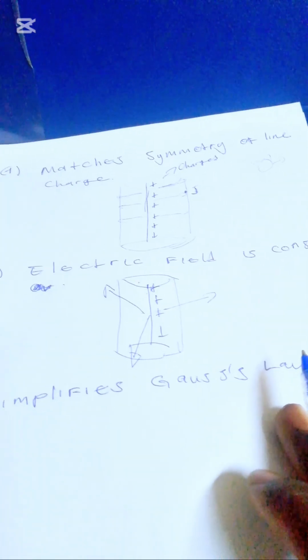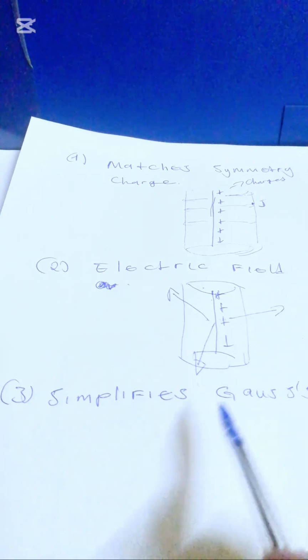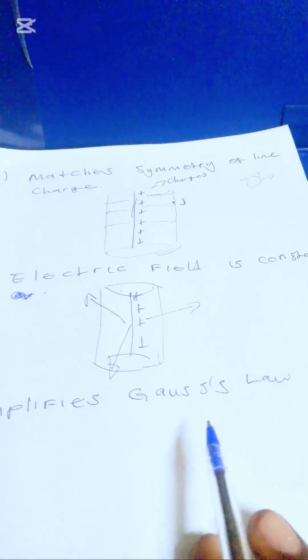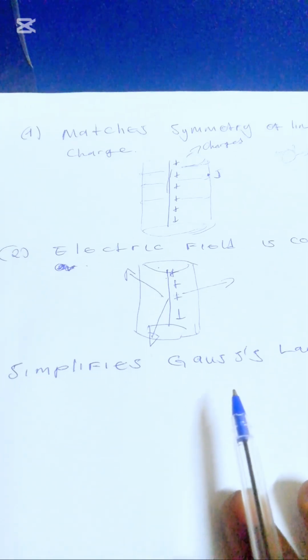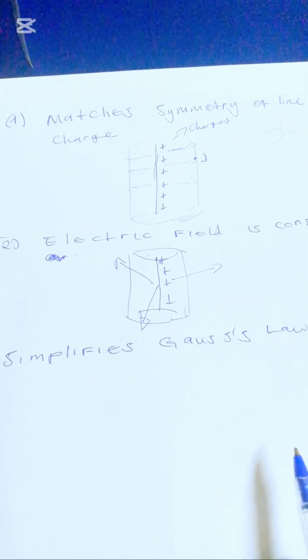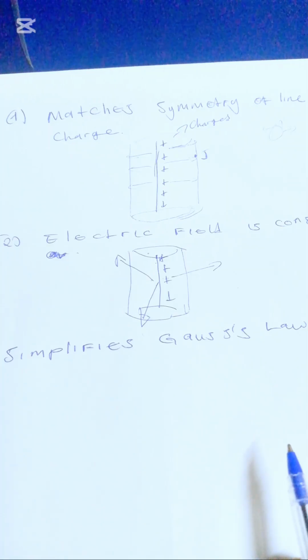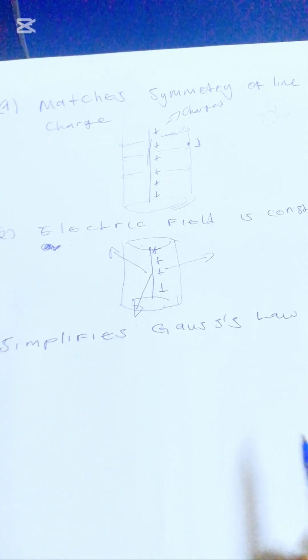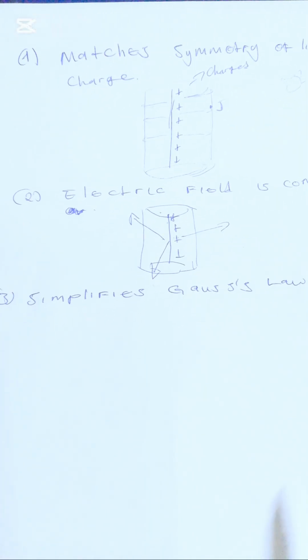Then basically the last reason we can talk about is that it simplifies Gauss's law. So these are the three reasons why a cylindrical surface is ideal. There are more, but these are the reasons you can talk about. Okay, so we go to B.